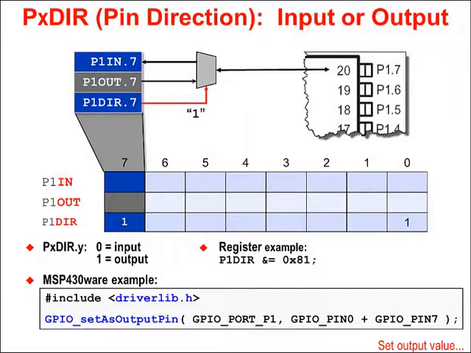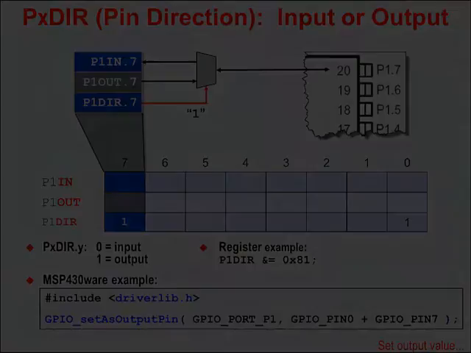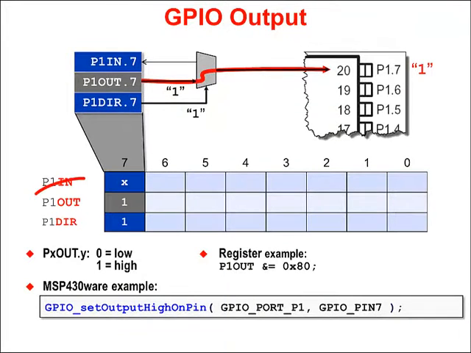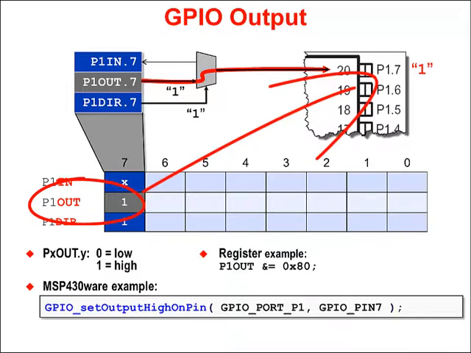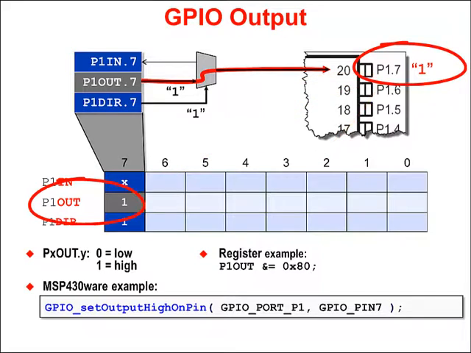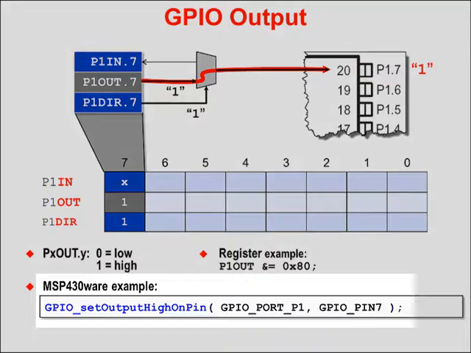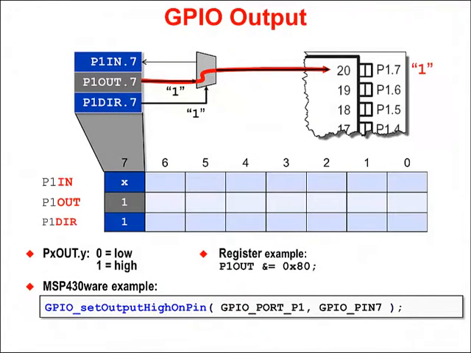So now that we've got it set up as an output, how do I set the output? That's done, if you look into the hardware of the device, with the out register. We just put a 1 in the output register, as long as the direction is set up as an output, and then we get a 1 out on the pin. Put a 0 in the out register, and that's what we get on the pin. Once again, there's a GPIO function in MSP430 for that, so GPIO set output high on pin. We also have GPIO set output low on pin. I'm only showing one of the two here, but each of those allows us to control that output register.